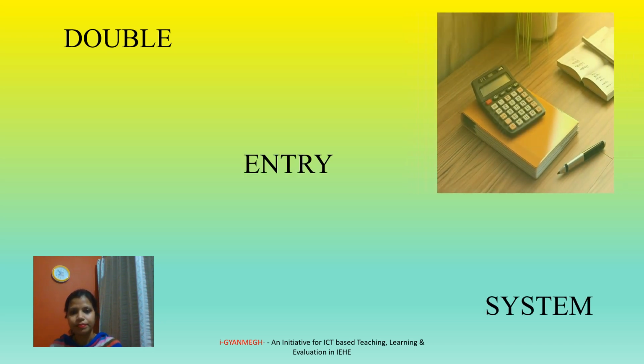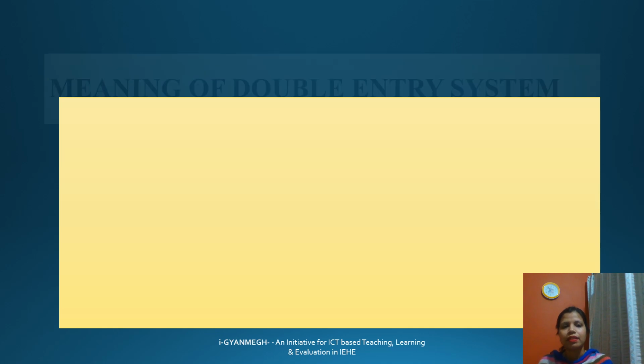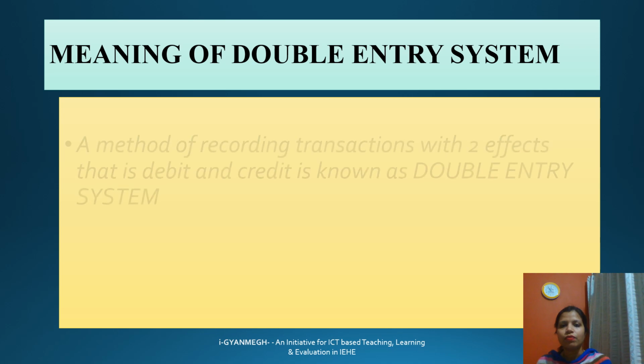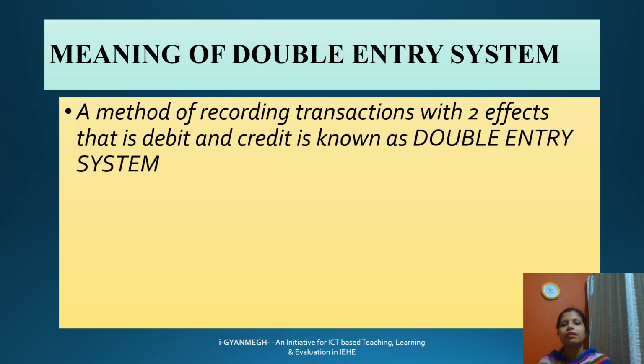Now we will discuss our major topic, that is double entry system. First of all, we are going to discuss its meaning. Meaning of double entry system. Dear students, from the name itself it is clear that double entry system is having two effects. It means every transaction or every entry is having two effects. We can understand it with the help of an example.